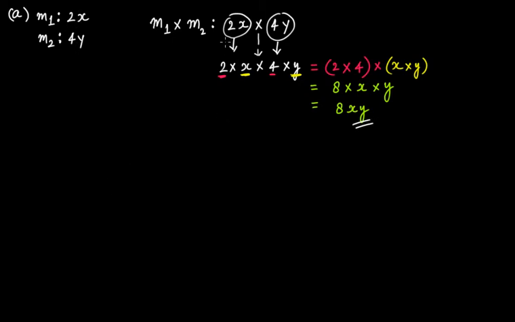So what's the point? Group all the numerical coefficients together, like in this case it is 2, in this case 4, that is constant, and multiply them, and then multiply the variables together. Let's take a few more examples.